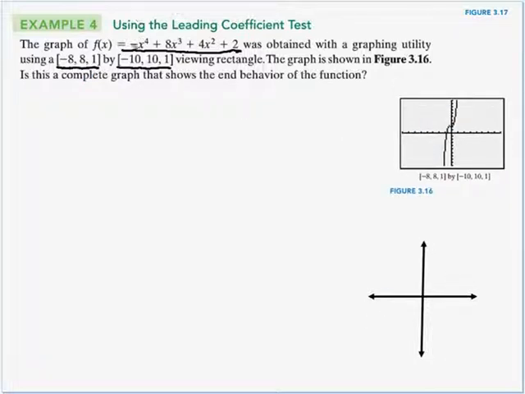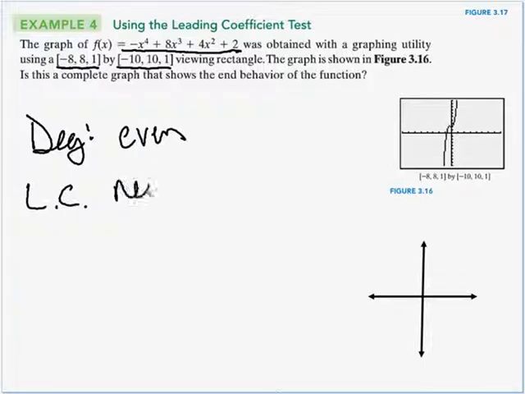Well, let's think about it. Our degree is even. It's a 4th degree. And the leading coefficient is a negative number. Well, if it's even, it's going to be going up or down on each end together. And if it's a negative leading coefficient, we know we should be going down to the left and down to the right. So is this graph representative of what's really going on?